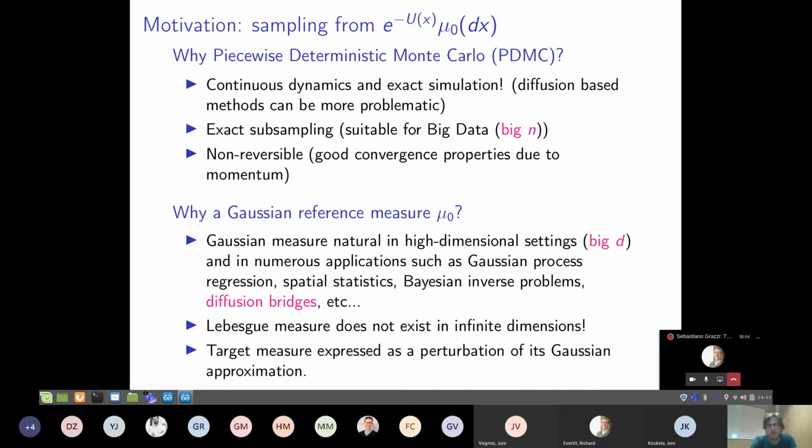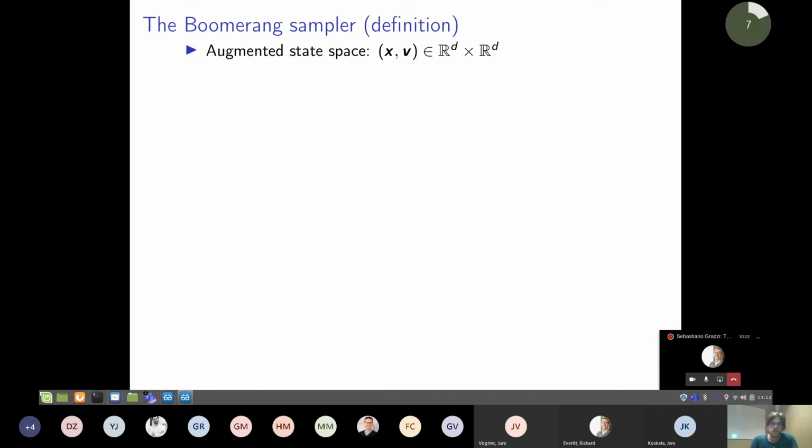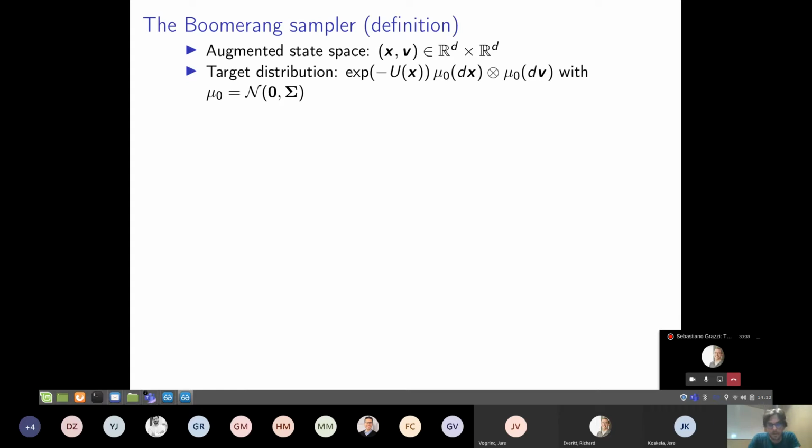Finally, we can also express a target density as a perturbation from its Gaussian approximation. And this is what we are going to do in our benchmark experiments. So here is a more formal definition. The Boomerang sampler, like the other piecewise deterministic Monte Carlo samplers, is defined in an augmented space with position x and velocity v. In this case, when they target a distribution in R^d. The distribution has, as I said, a Gaussian reference measure mu0.